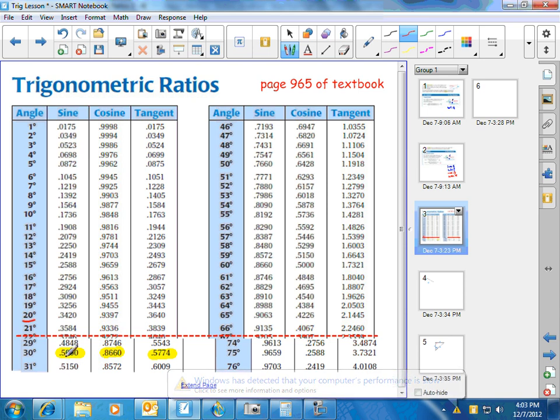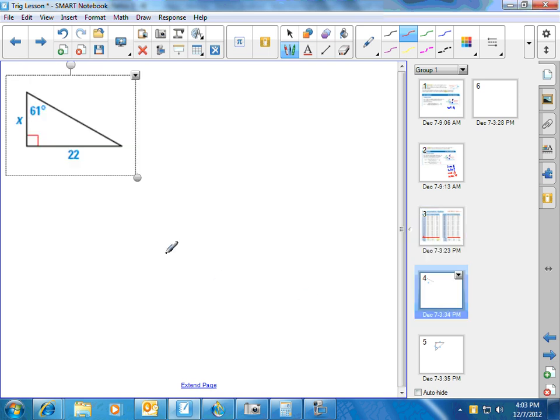But if you go down here, notice before we had a 30-degree angle. Remember, these are the same ratios that I showed you earlier. So we'll see how we can apply those to solve for unknowns. For example, with this problem here, I'm looking for x, the length of this leg. I have an acute angle, 61 degrees, given.